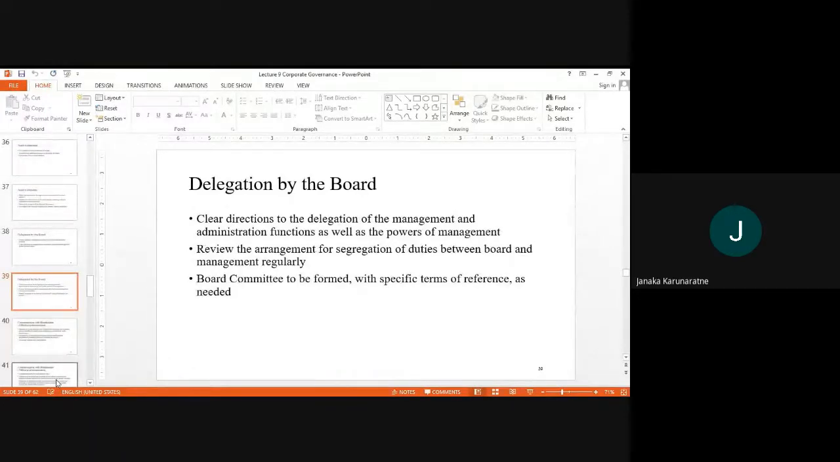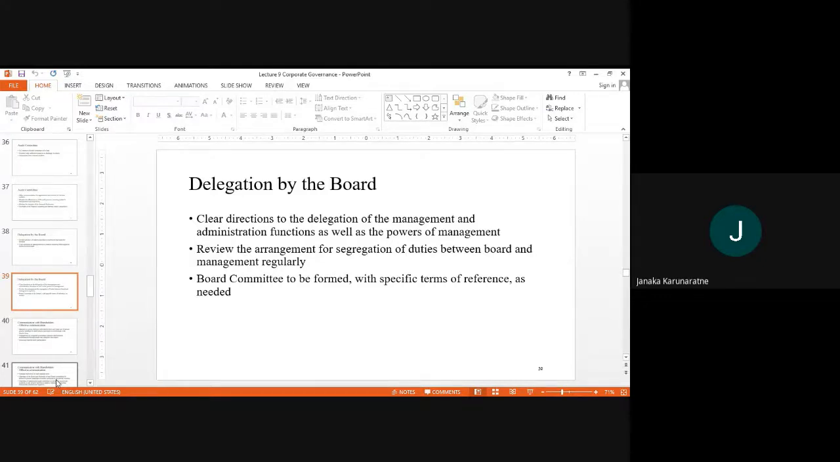Clear directions on the delegation of management and administration functions, as well as the powers of management. So there will be effective delegation so that it is very clear who has to do what. Review the segregation of duties between board and management. There should be a balance and clear segregation of what the board is supposed to do and what management is supposed to do, reviewed regularly to avoid any conflict of interest, and to ensure clarity so that no one does what is beyond what they have to do. So there's a clear demarcation of the responsibilities.